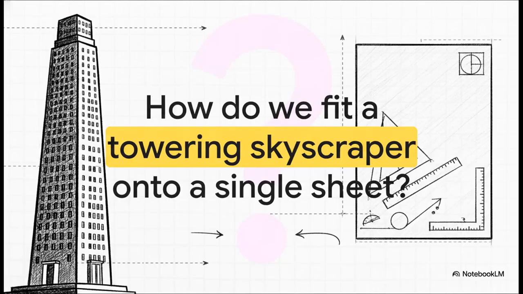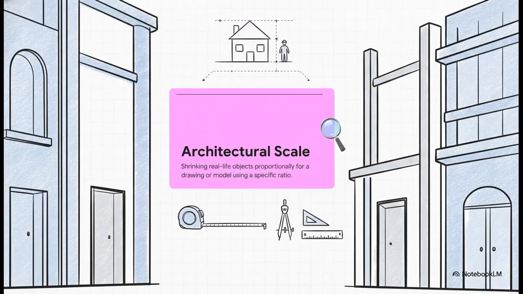So let's start with a massive macro challenge. Have you ever wondered how we managed to fit an entire towering skyscraper onto a single standard sheet of paper? It kind of seems like magic, right? But it's actually a highly structured mathematical language. Okay, let's dive into this. The answer is architectural scale.